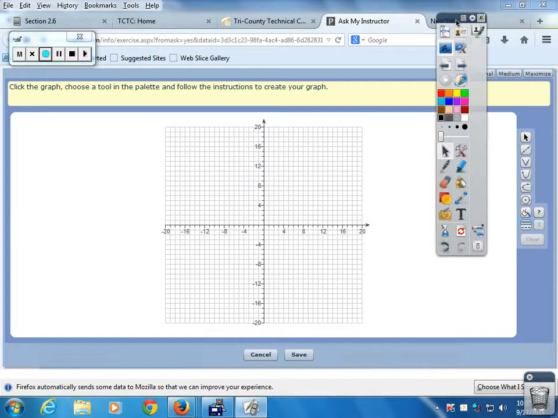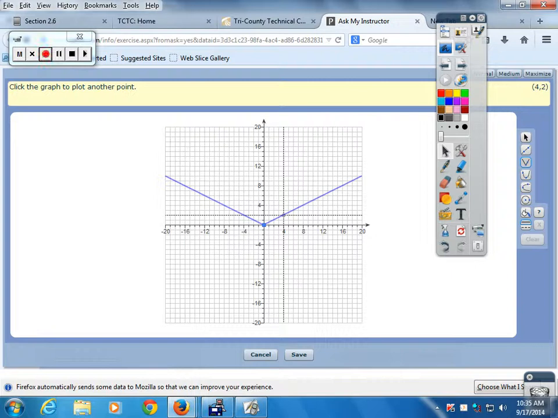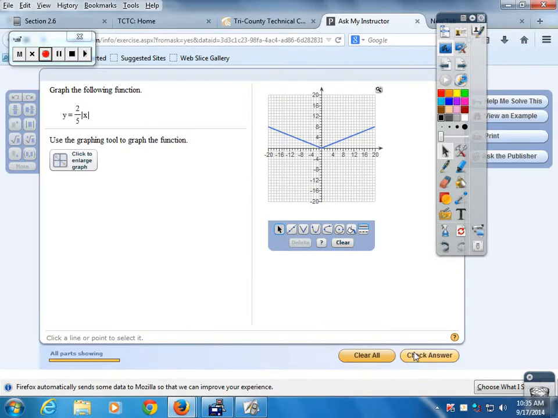So I'm going to grab my handy dandy and we're going to put the origin right here because 2/5 times 0 is 0. I'm going to pick multiples of 5. Why? The denominator is 5. So what's 5 times 2/5? 2. So it looks like that should be it right there. Save. Check answer.